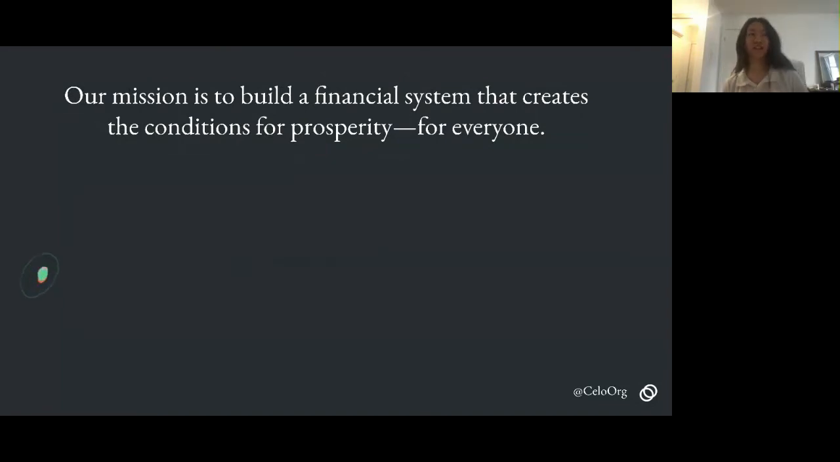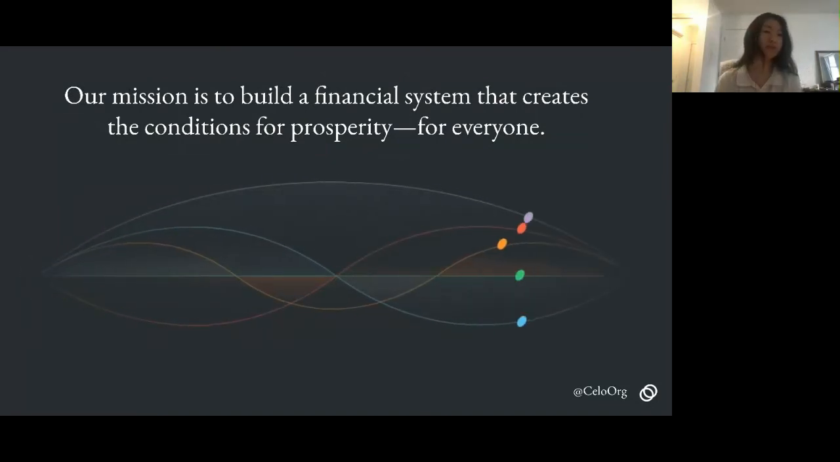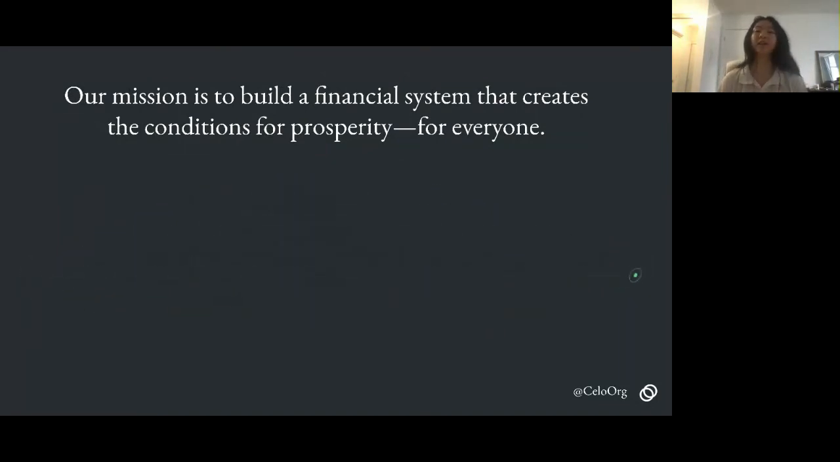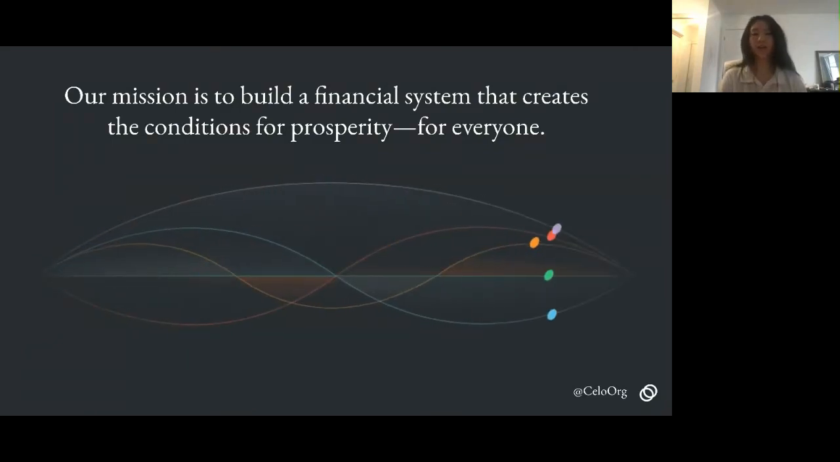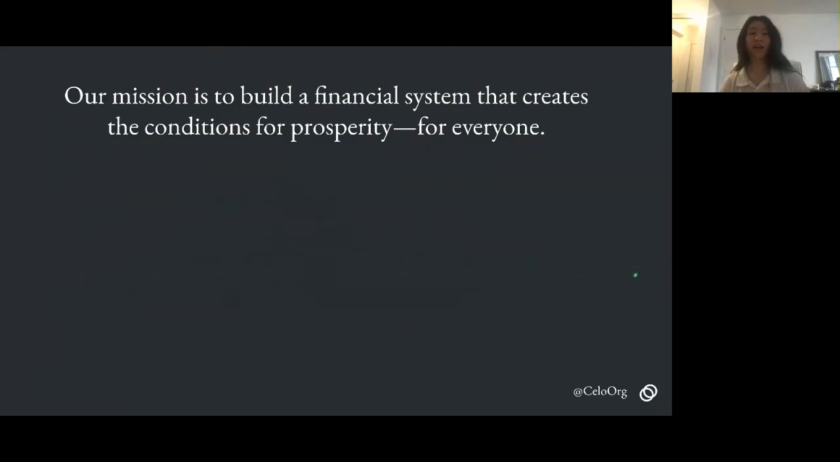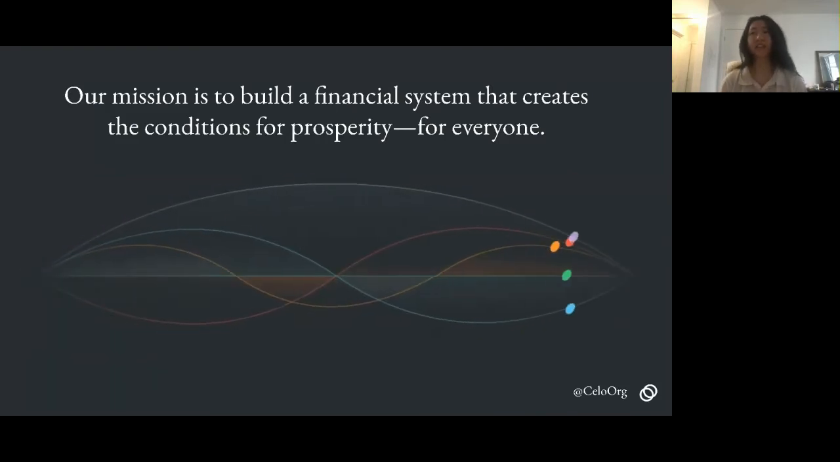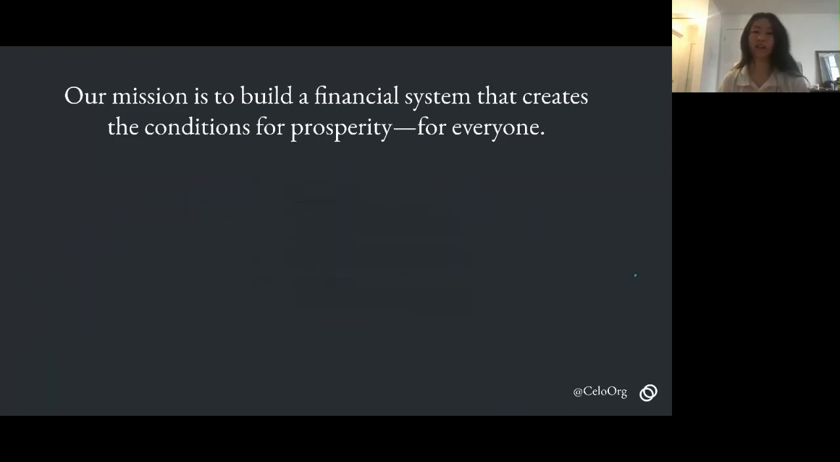All right, so Celo's mission. If you're familiar with the Celo ecosystem, you've probably seen this everywhere, but our mission is to build a financial system that creates the conditions for prosperity for everyone. And this ultimately provides the direction for all the decisions that we make and the direction that we want to go in. And this mission is really talking about financial inclusion.